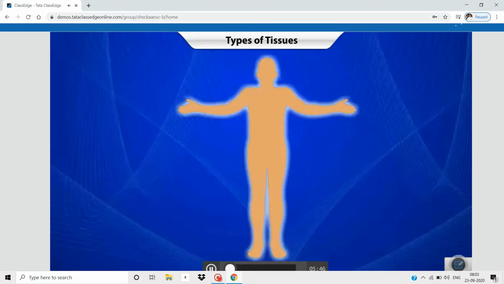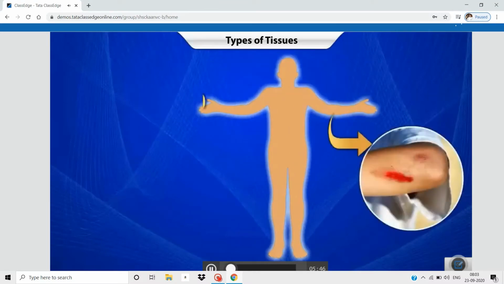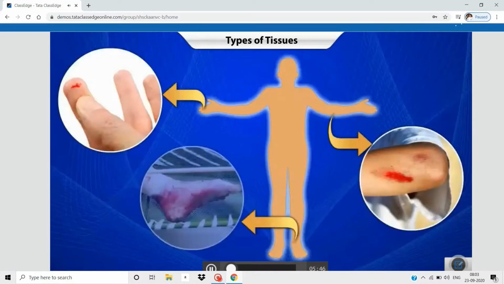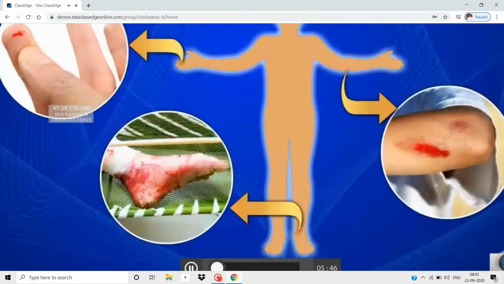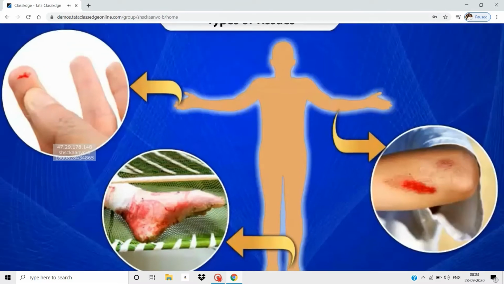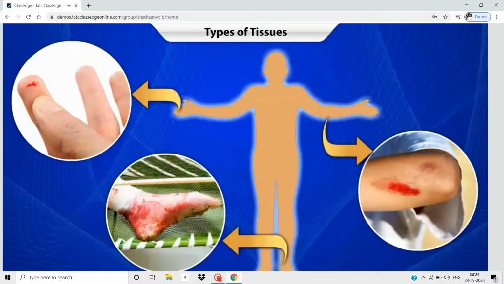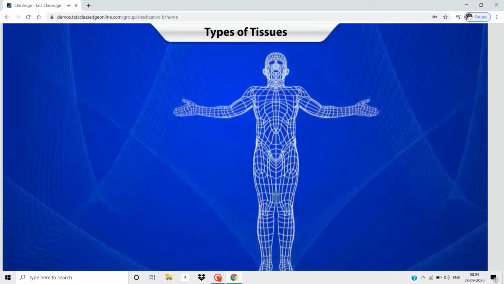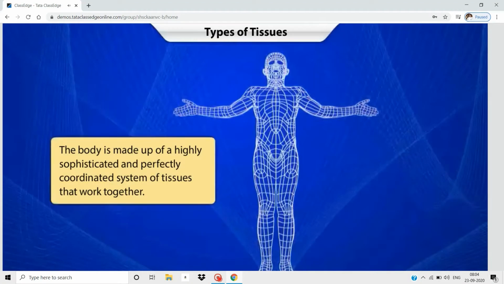Have you ever accidentally scraped your elbow, cut your fingers, or burnt yourself? Did you feel the pain? How did the affected part get healed? Your body has the ability to repair the damaged parts to some extent. It is actually the highly sophisticated and perfectly coordinated system of tissues that work together to make this happen.